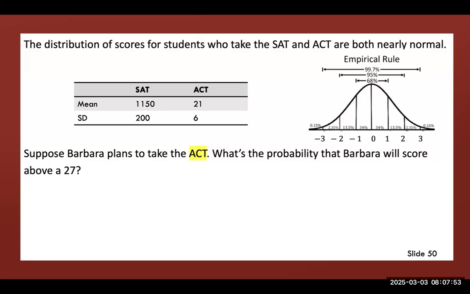Suppose Barbara plans to take the ACT. What's the probability that Barbara will score above a 27? Let's see if we can write this using z-scores. So if I take 6 and add it to 21, I get 27. So I want the probability z is greater than 1, because she wants to get a score above a 27. So I'm going to look over here for where z is equal to 1. The probability that she makes less than 1 we've done in the past, that's 84% or 0.84. So all we need to do is find 1 minus 0.84, and we get 0.16.